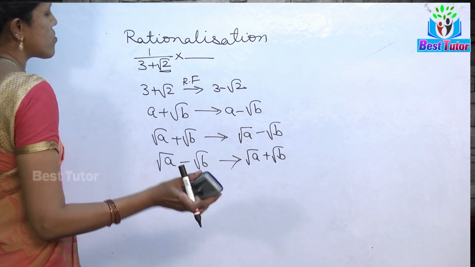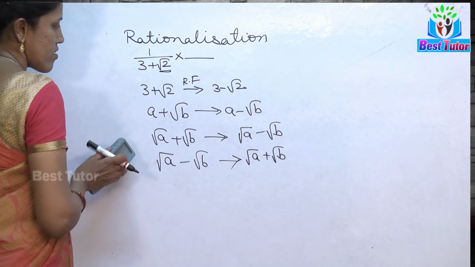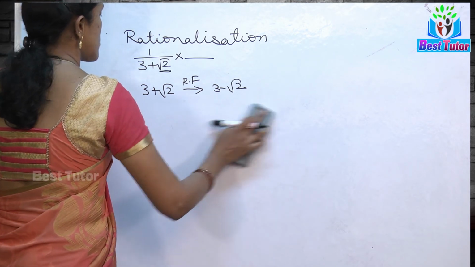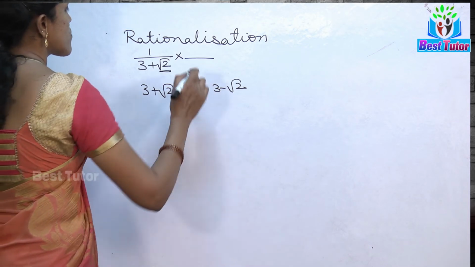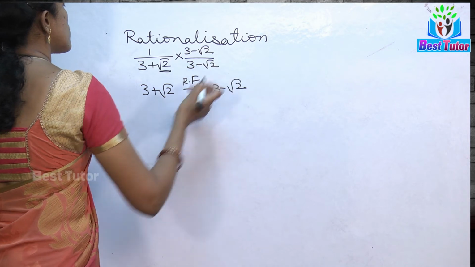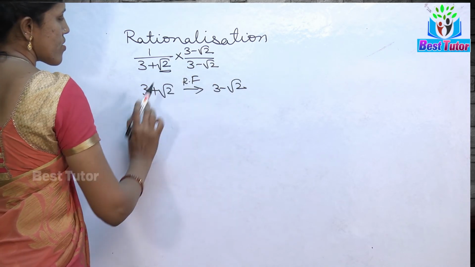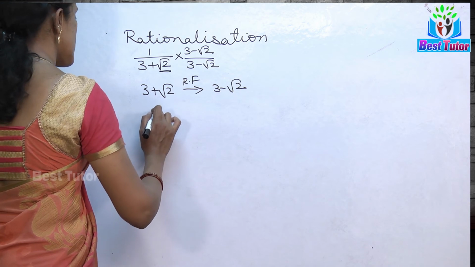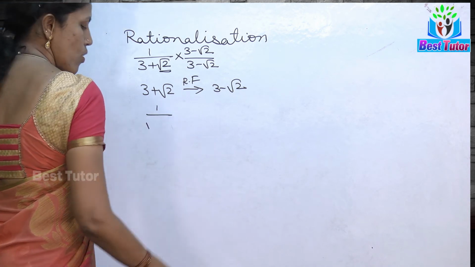So, this is the procedure to find out or identify the rationalizing factors. Right. So we have identified the suitable rationalizing factor of 3 plus root 2. It's going to be 3 minus root 2. So I have multiplied both the numerator and denominator with 3 minus root 2, and let us observe what we are going to get.